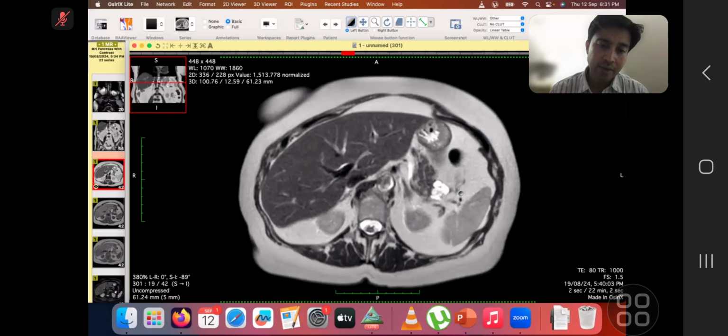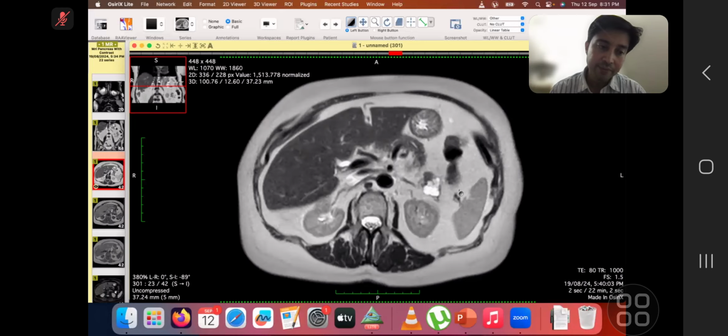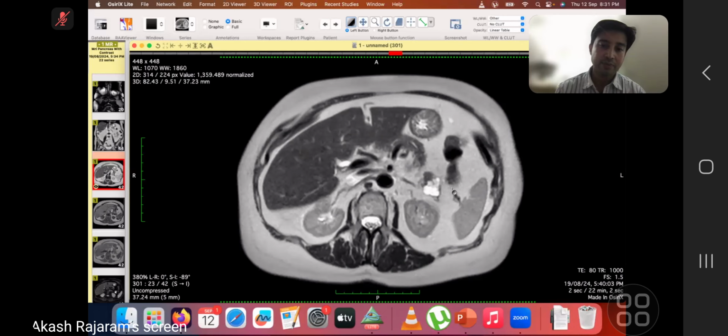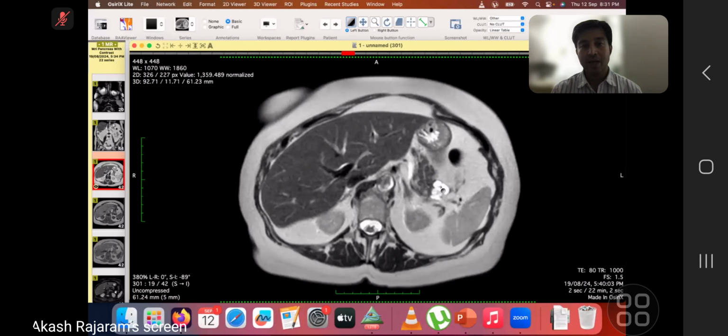What's your differential? Maybe serous cystadenoma, because it's also in keeping with the age of the patient, as she is an older female. Okay, let me take one more. Yeah, I'll go to the feedback.